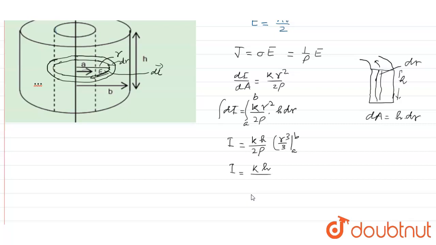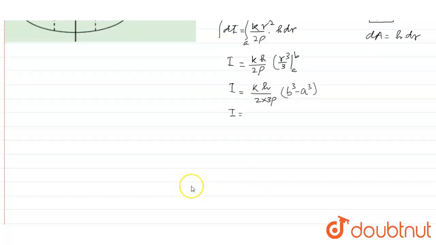So I will be equal to kh upon 2 into 3ρ, (b³ − a³). I will be equal to kh upon 6ρ (b³ − a³). Then the value of alpha will be equal to 6. This will be the answer.